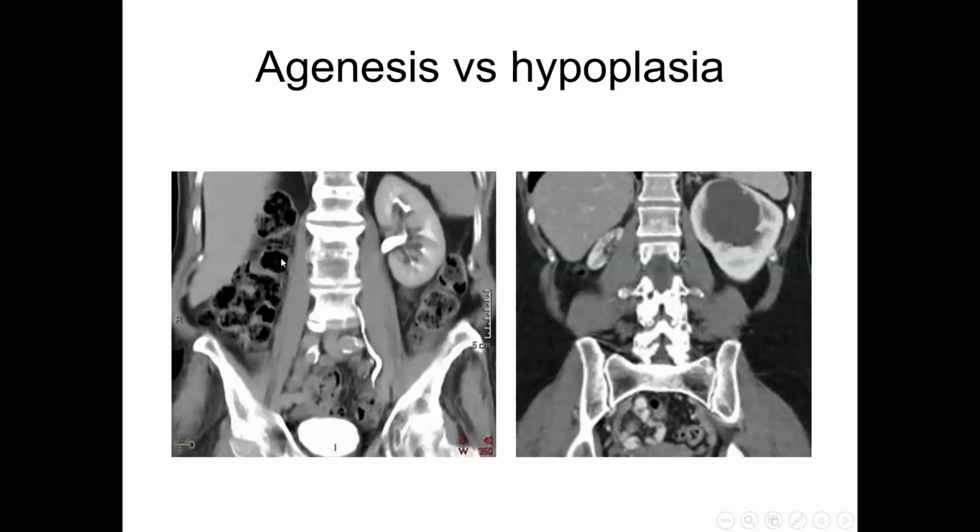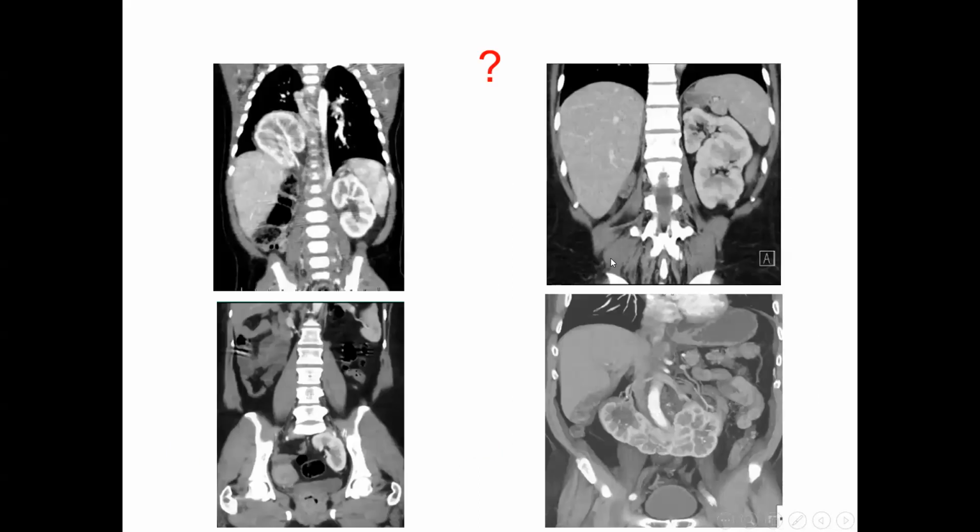Another anomaly that you would see is absence of a kidney. Agenesis means no kidney. Congenitally, there's no kidney. Hypoplasia means small kidney since birth. Hypoplasia, a small kidney. There'll be some function in it. This one has a cyst in it, so don't mix it up. This is also an abnormal kidney, but it has a cyst. Okay, but this one is hypoplastic.